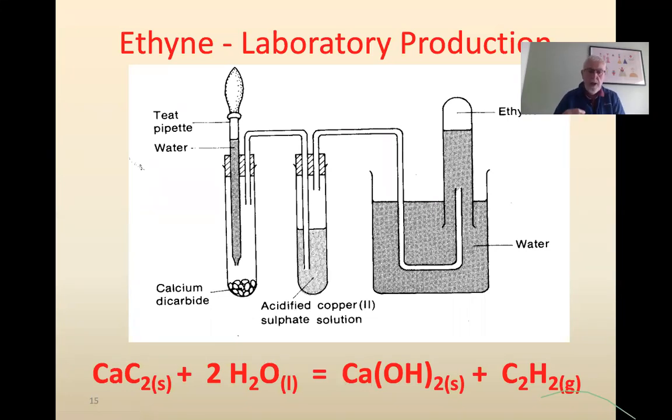Calcium dicarbide has lots of impurities in it, and some of these impurities can produce poisonous gases. So to remove those poisonous gases, we take the ethyne plus the impurities and we bubble it into some acidified copper 2 sulfate solution, which is blue. It bubbles through it. Notice that this pipe is below the surface of the solution. The gas passes through that, the impurities are removed. Ethyne goes along this delivery tube, and we collect it over water. So the ethyne is collected up here.